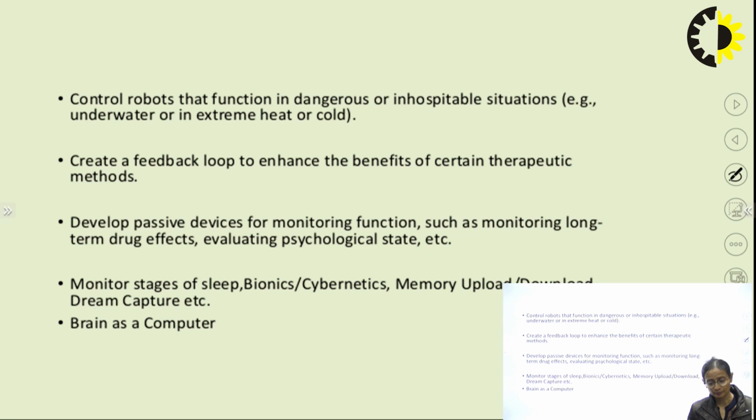Develop passive devices for monitoring functions such as monitoring long-term drug effects, evaluating psychological state, etc. If some person is a drug addict, then by monitoring his brain activity, the drug effect can be known. Monitor stages of sleep, bionics, cybernetics, memory upload, download, dream capture, etc. Even a human dream can be captured with the help of a BCI interface. And the brain could act, or it can become a computer, because in the previous figure we had seen that the feedback is being given to the human brain again.